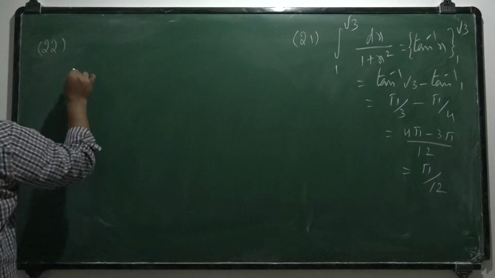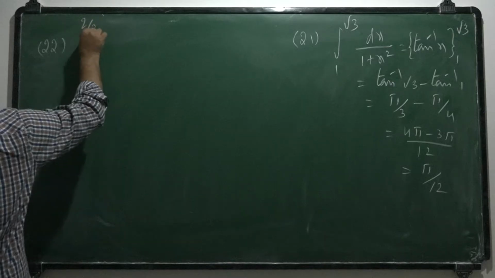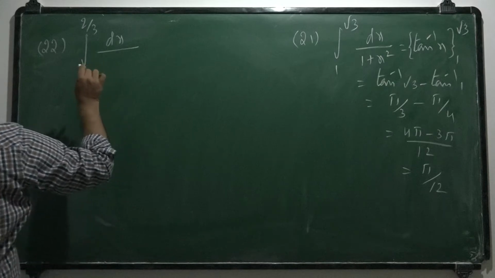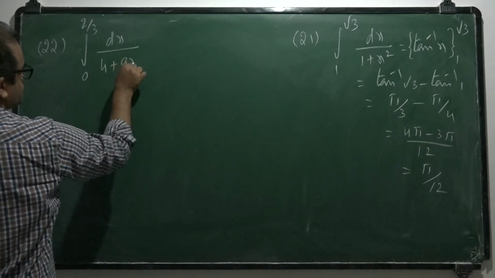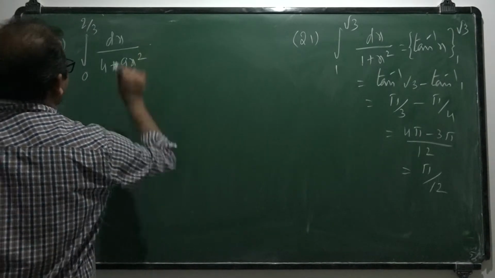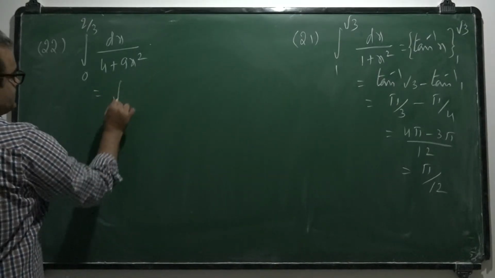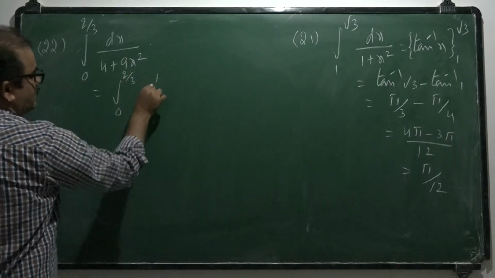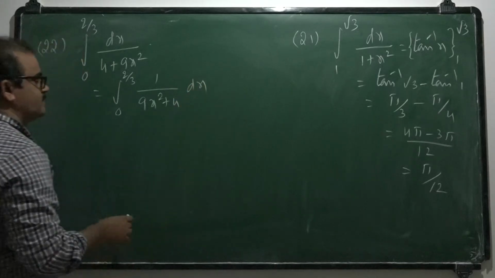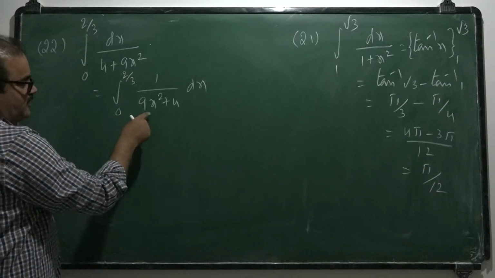Next problem, integral 0 to 2 by 3, dx by 4 plus 9 into x square. Now write it as integral 0 to 2 by 3, 1 by 9x square plus 4 into dx. First take 9 common from denominator.